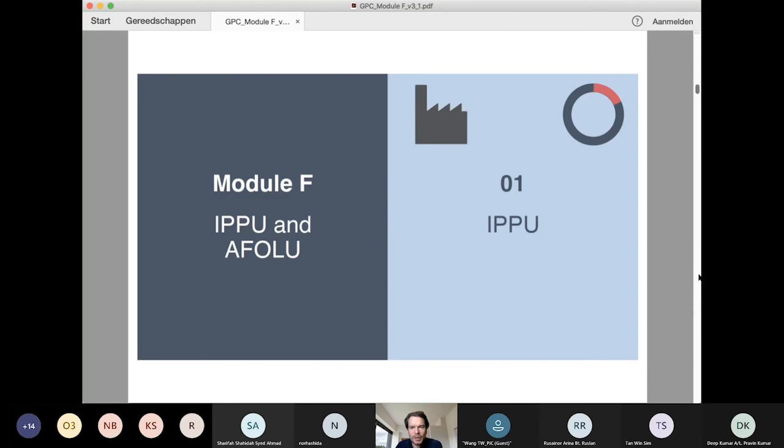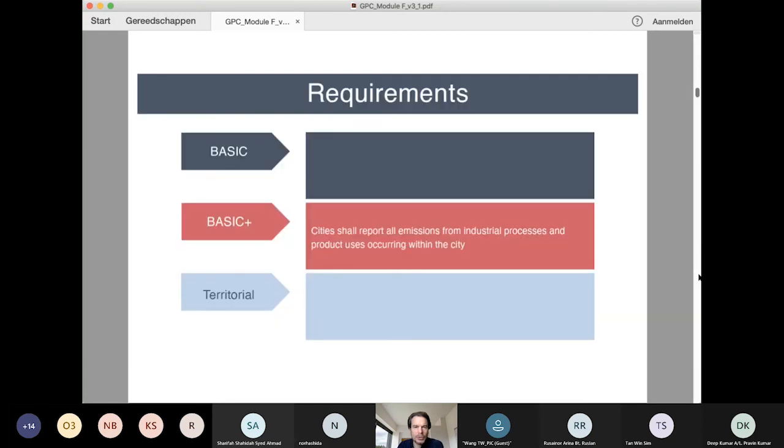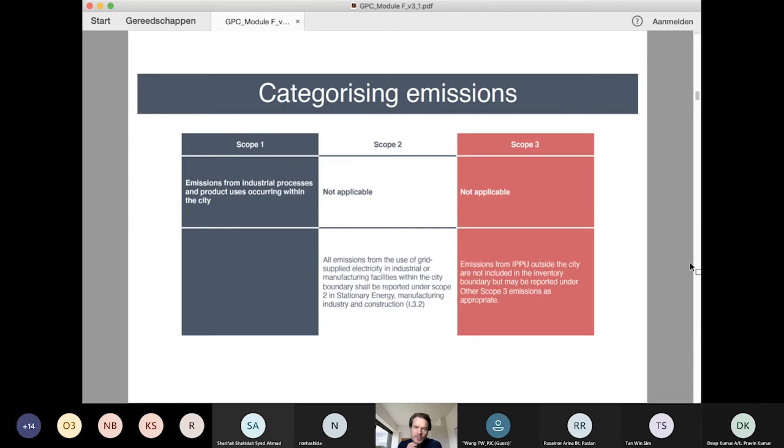Okay, so let's deep dive into IPPU. IPPU stands for Industrial Processes and Product Use, and it comes under Basic Plus. So this is an optional reporting level. It is not required under Basic or under GCOM, the CRF. It is an optional level that cities can choose to report if they want to.